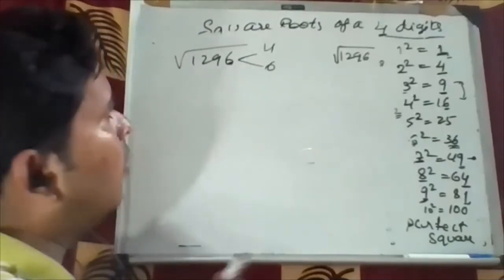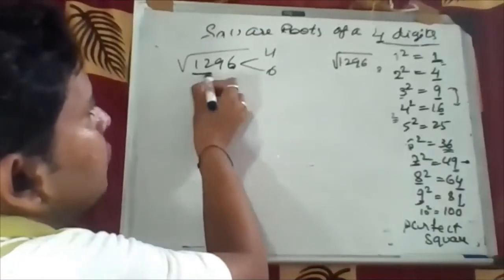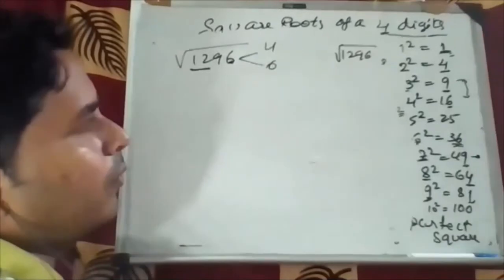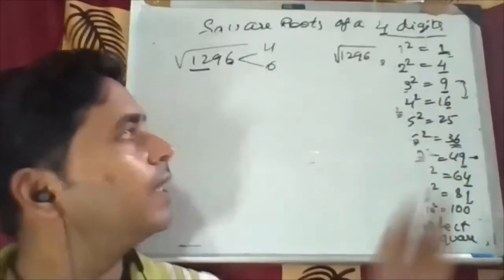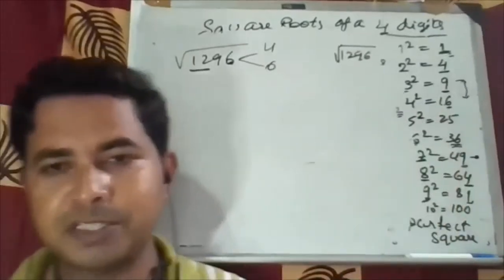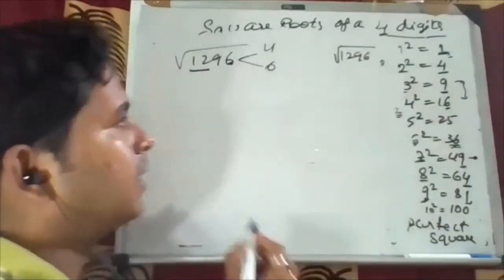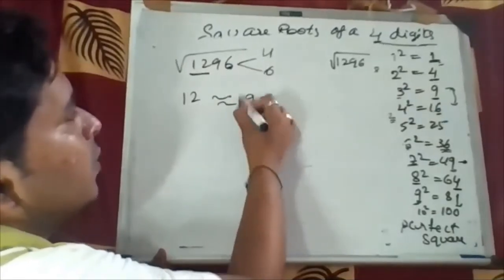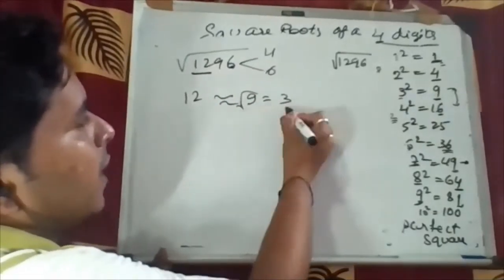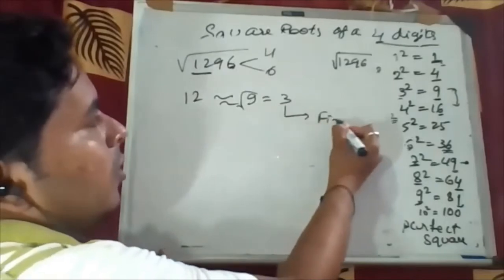Then how to find? Consider the first 2 digits. 12 lies between 9 and 16. So take the smaller number. 12 is nearest to 9. What is the square root of 9? It is 3. So 3 will be your first digit.